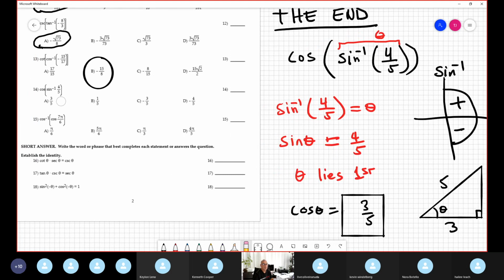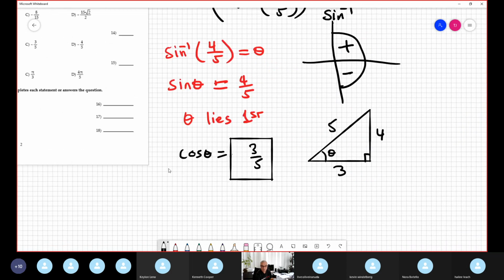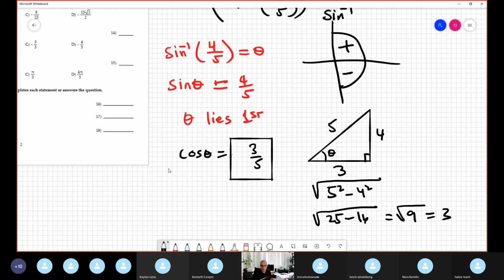Professor, sorry, why is it 3? Well, because I know it from memory, the famous 3, 4, 5 triangle. But no, okay, let's do it. You compute this side like a square root of 5 squared minus 4 squared. 5 squared is 25, 4 squared is 16, 25 minus 16 is 9. Okay, gotcha. Thank you, Professor. Sorry, I forgot that formula.